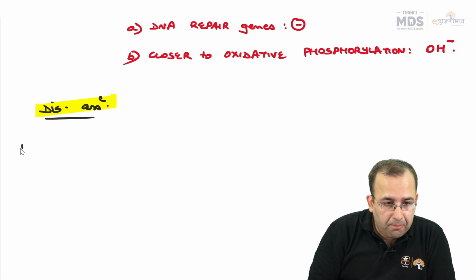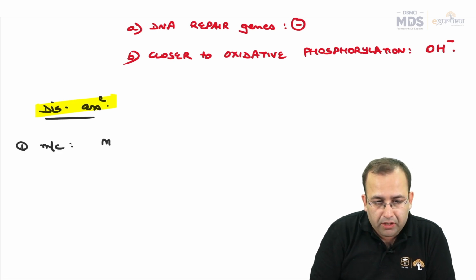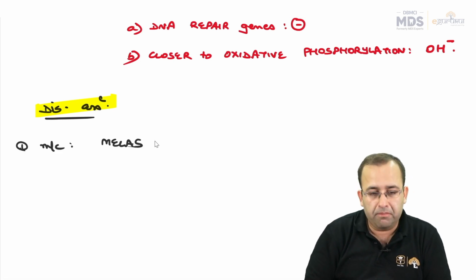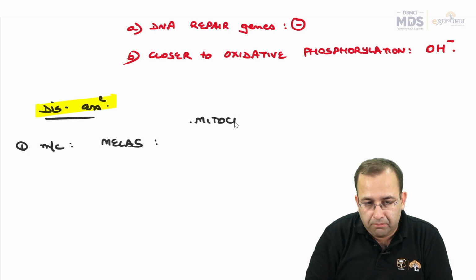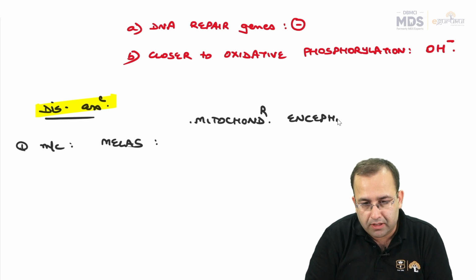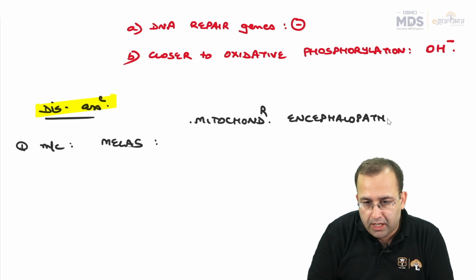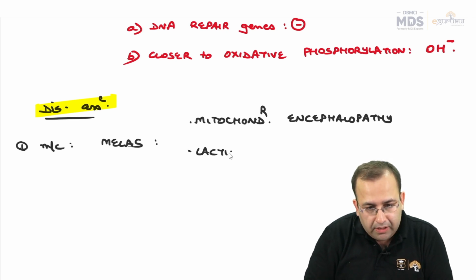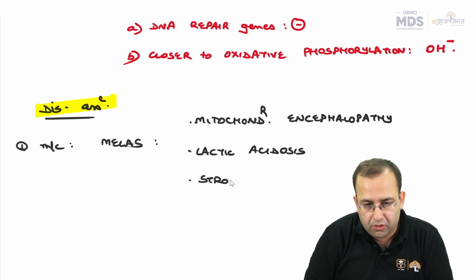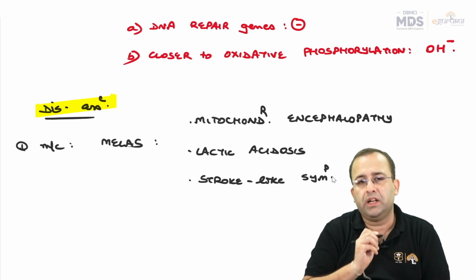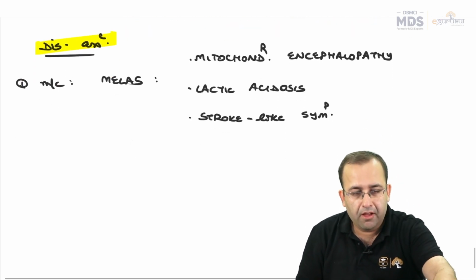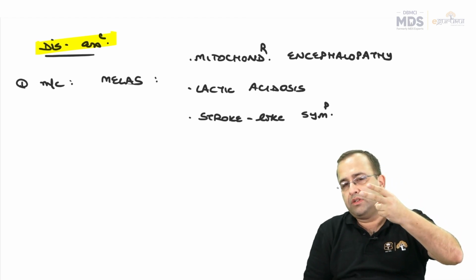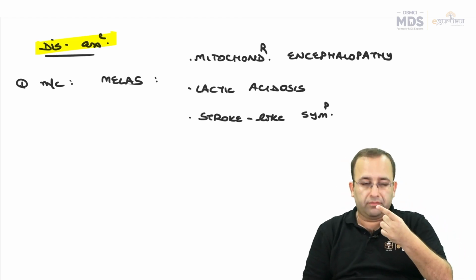So diseases. Most common disease with mitochondrial inheritance is MELAS. That is mitochondrial encephalopathy, lactic acidosis, and stroke-like symptoms. Most common disease with mitochondrial inheritance is MELAS.